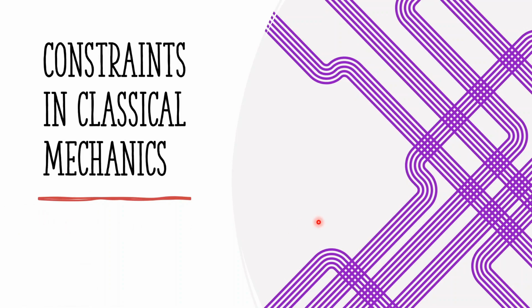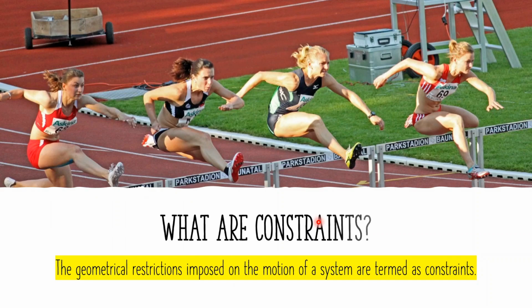In everyday life, individuals often face limitations set by their life partners. In this context, classical mechanics offers several insights into these constraints. Now we may pose a question: what are constraints? The geometrical restrictions imposed on the motion of a system are termed as constraints.